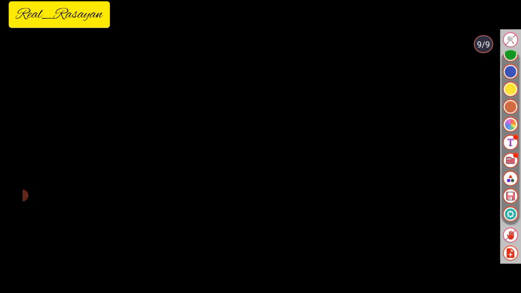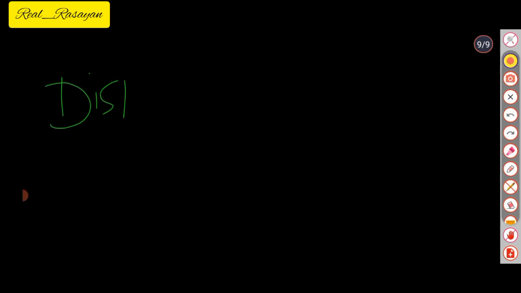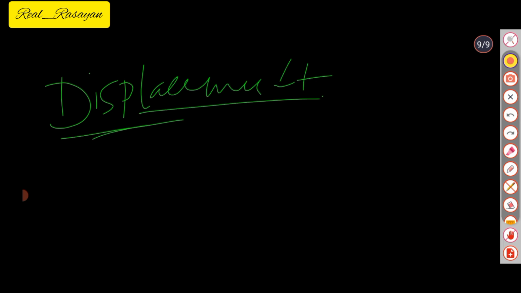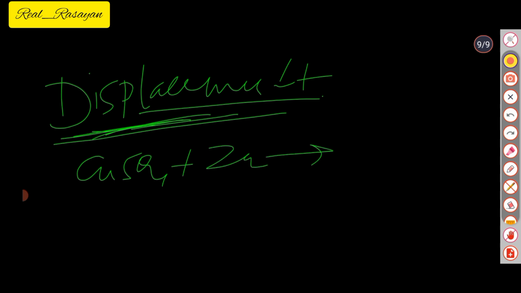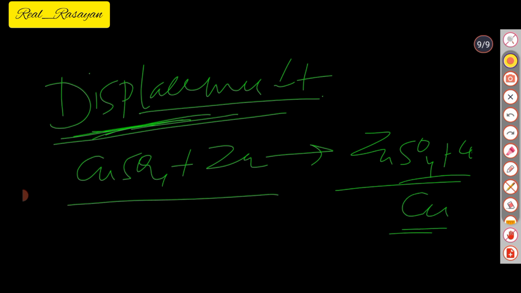Now, if a more reactive substance displaces the less reactive substance, there will be the displacement or the substitution. Substitution is somewhat the advanced form that will be discussed in chapter 4 of the carbon compounds. Suppose you have copper sulfate plus zinc, it will give zinc sulfate plus copper. But you must check the reactivity series.